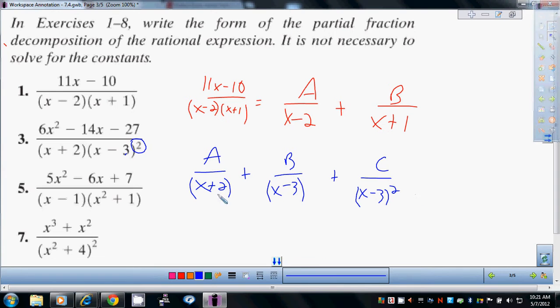Because this thing factored to be x plus 2, x minus 3, x minus 3, right? But having 2 x minus 3s kind of throws everything off, because we could have just combined that by common denominator. So we need a third one to represent that, so we just write the whole thing again. It'll end up canceling out later on. All right, what about number 5?